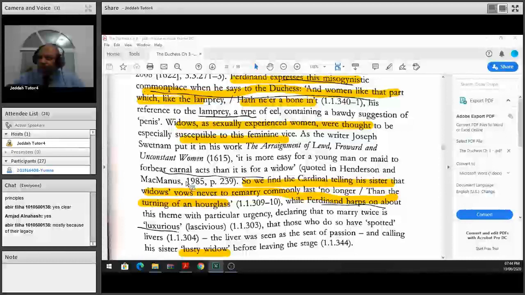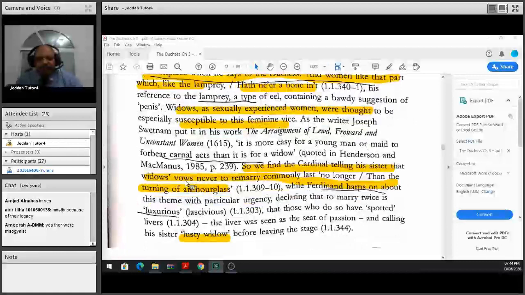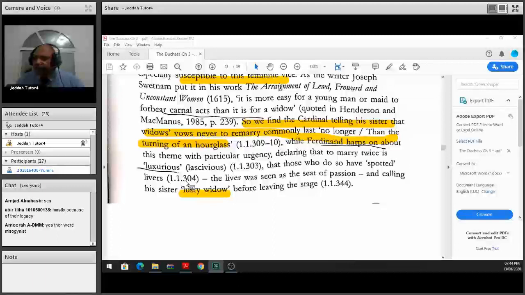And another example would be the encounter. Yes, they were misogynist, yes. So another example would be the encounter between the Duchess and the Cardinal, in which he tells her that widows commonly vow never to remarry. I mean, when they vow that they will never remarry, this wouldn't last too long, no longer than the turning of an hourglass.